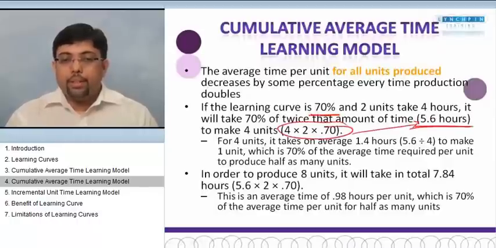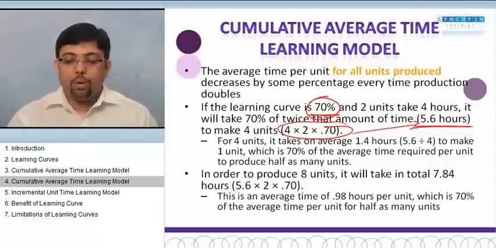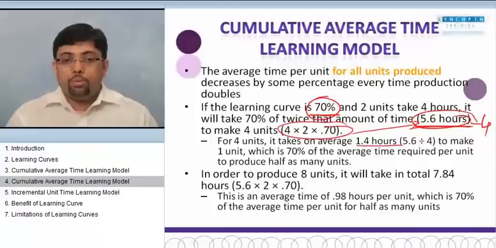So what will happen? The more we double the units, the more we reduce the time, and that time reduction is only happening because of the learning available in that scenario, which is 70%. For 4 units, it takes an average of 1.4 hours. How have we calculated it? 5.6 divided by the 4 units. So it will give you 1.4 hours to make the first unit, which is 70% of the average time per unit to produce half as many units.